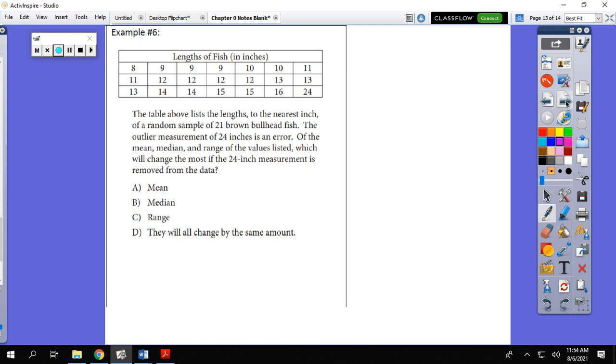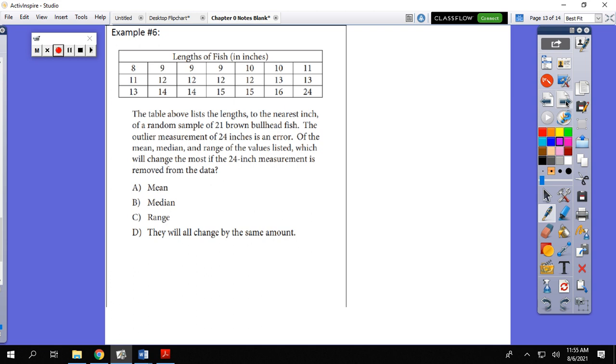Okay, here's another one. An example 6, this would be an example of a harder or a longer question. It's not really harder, but it is a longer question at the end of the SAT. It is showing us a total of 21 lengths of fishes. So 21 fish and how long they are in inches. It says there's an outlier measurement of 24 inches. Of the mean, median, and range, which will change the most if the 24-inch measurement is removed from the data.